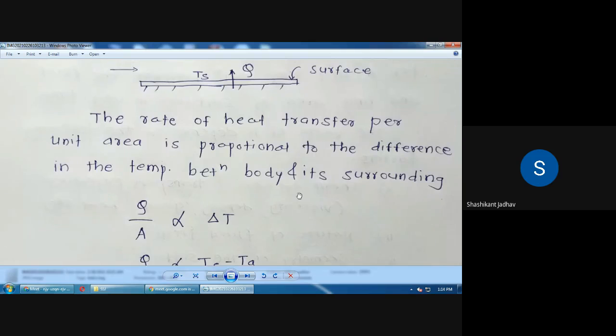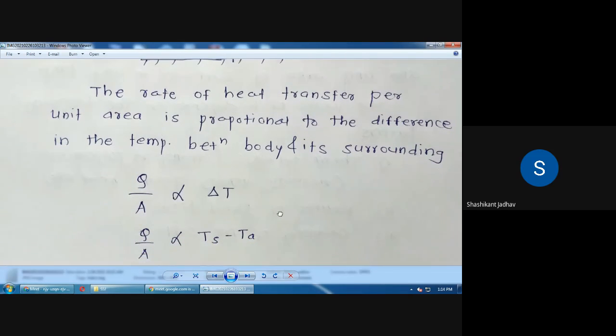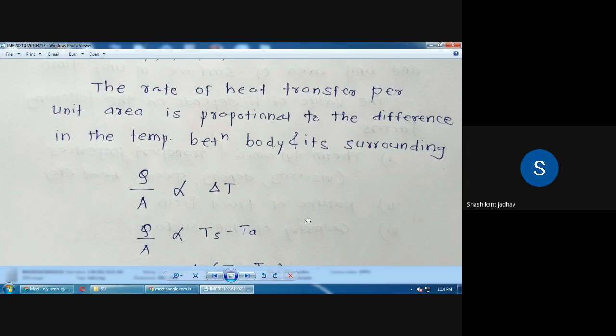So Q by A: the rate of heat transfer is Q, and per unit area it is Q by A. So that Q by A is directly proportional to the difference in temperature between the body and its surrounding. We consider that temperature difference as delta T. The body temperature is Ts, and the air at the surrounding of that particular plate has temperature we have considered as Ta. So Q by A is directly proportional to Ts minus Ta.